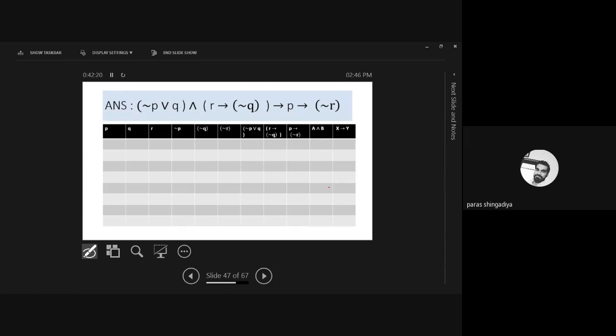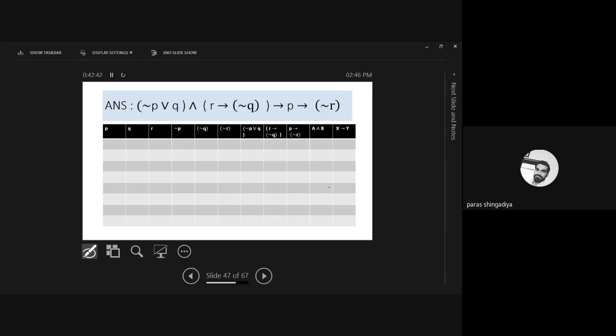Clear? It involves all such operators: negation, conditional, OR operator, AND operator. Clear? All the operators I'll include in this compound statement. At a time you should know all such operators to find the example of this one, means the answer of this one.